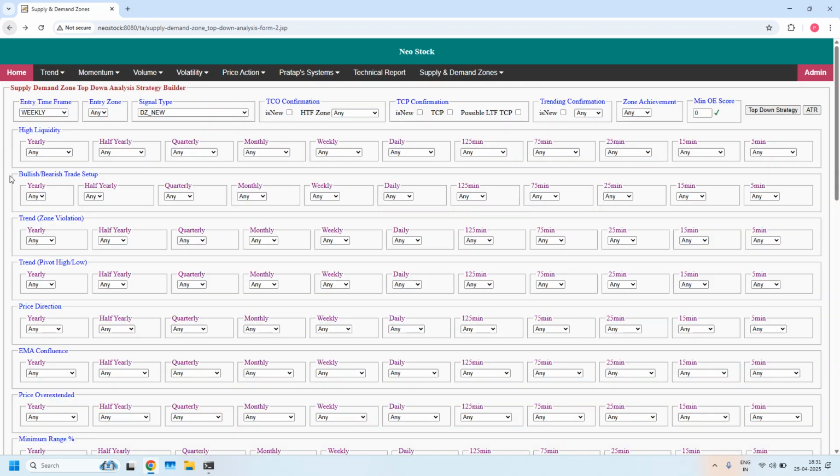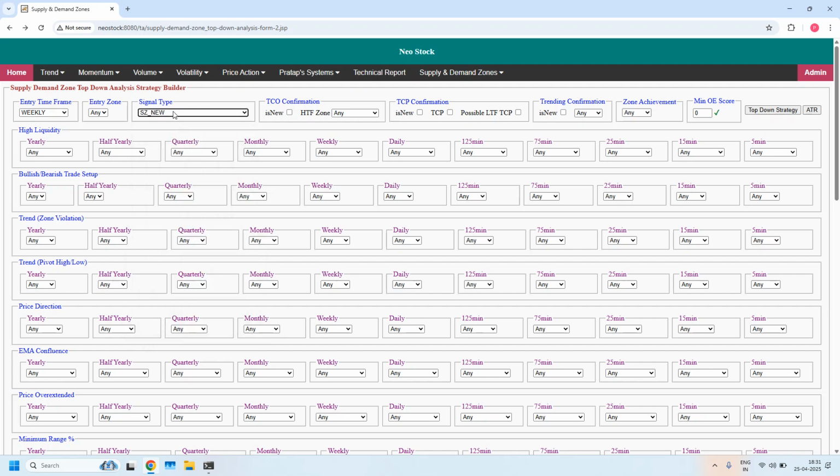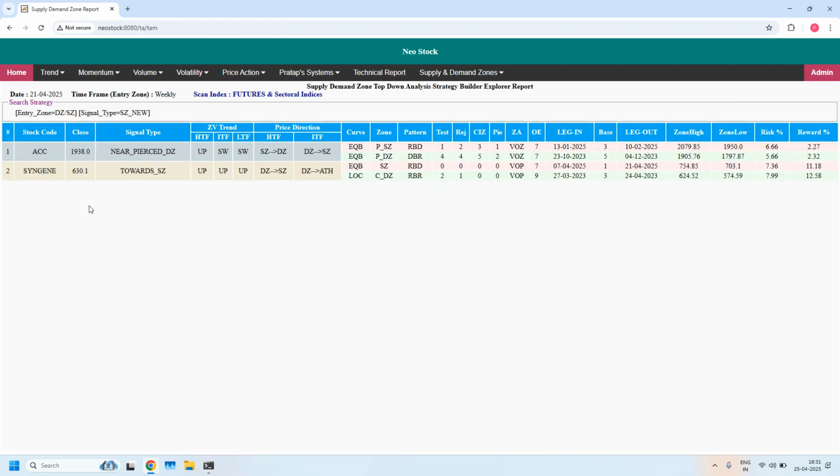Next, for weekly time frame, let us find the stocks having newly created weekly supply zones. Only these two stocks having newly created weekly supply zones. Okay. So next we will generate few special reports.